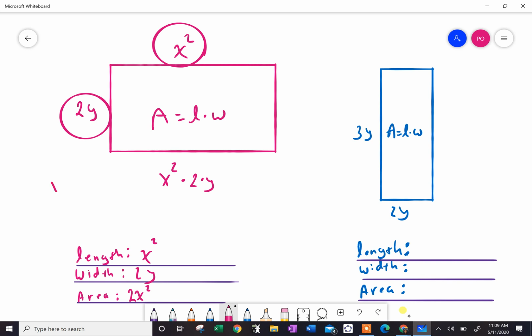I can write this as x squared 2y. I can write this as 2x squared y. I can write this as 2y x squared. I can write this as y2x squared.